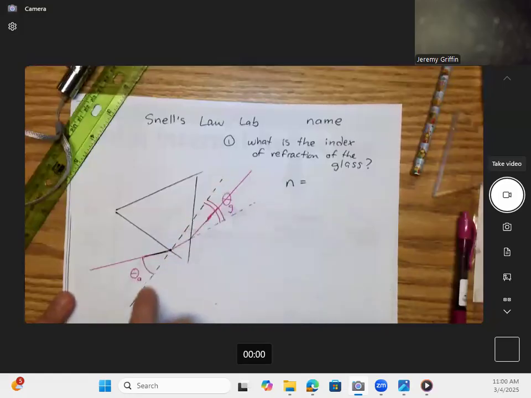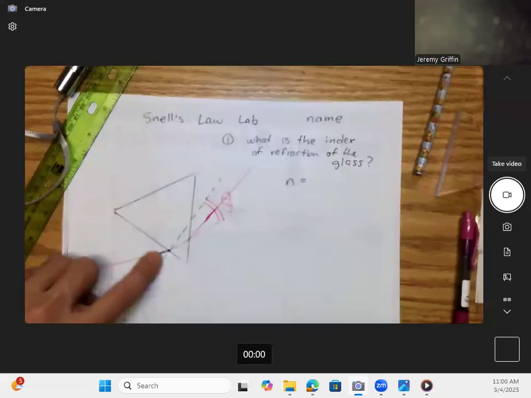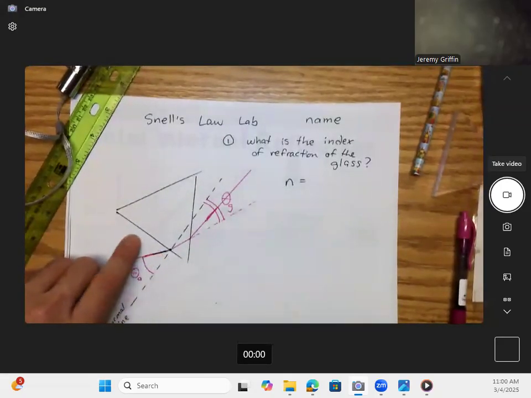Yeah, where does this dashed line come from? This is a normal line. Normal meaning, of course, perpendicular. Perpendicular to the surface. So what I did was I zeroed out this surface where the laser light is going from the air into the glass.